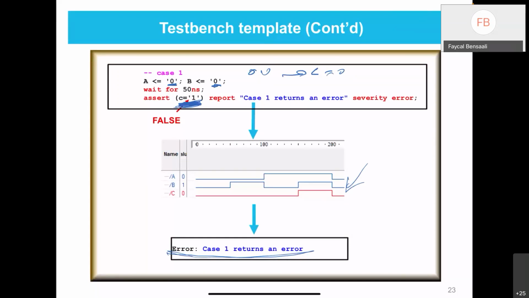I got this message displayed. Error, case 1 returns an error, which is good. So the code is correct, it is an AND gate, but I got an error here because by mistake I put 1 here instead of 0. So you need to be careful. And this is what I mentioned in the previous slide. When you use assert, you have to be careful. You have to make sure that what you expect is correct. If what you put here as expected is wrong, even if the code is correct, it's an AND gate, it's fine, it still gives you this error.